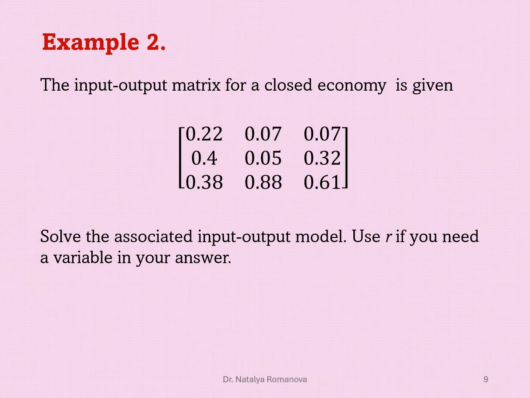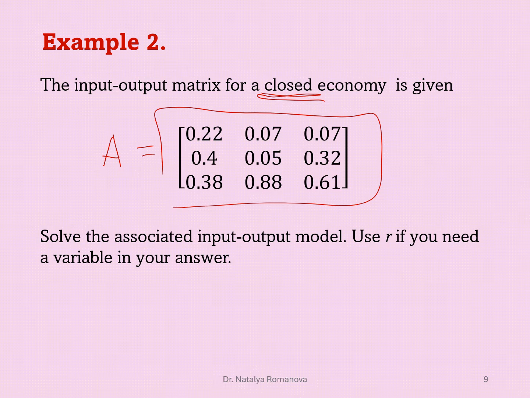The second example, we have here a closed input-output model. It is a closed Leontief model, but we have here an input-output matrix of size 3 by 3. It is our A matrix. We will follow absolutely the same plan as the previous example. So it is our matrix A, input-output. Next step.